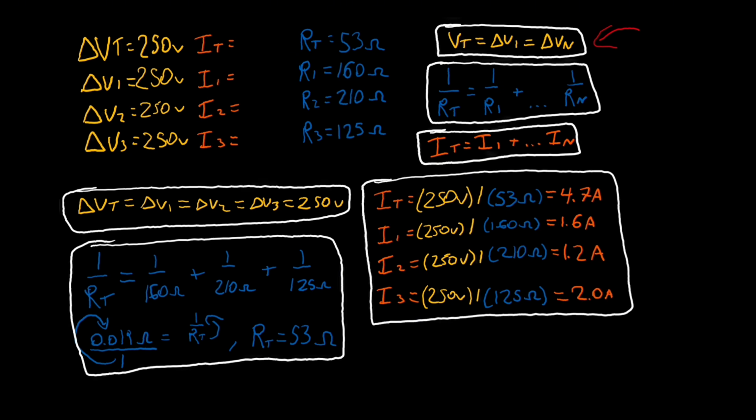Now obviously to confirm, we can add all of these up. 1.6 amps plus 1.2 amps plus 2 amps equals 4.8 amps, which is different from 4.7, but this 0.1 amp deviation is negligible as it is a result of rounding, but nevertheless confirms that we have done all the right work and have found the correct answers.